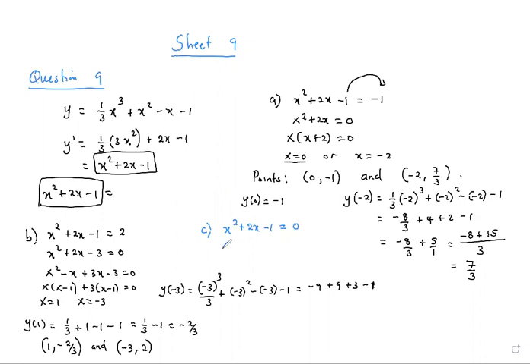So you can use the formula. x is equal to negative 2 plus or minus the square root of 4 plus 4 over 2. So we get negative 2 plus or minus root 8, which is the same as 2 root 2 over 2. We can divide through by 2, so we'll have negative 1 plus or minus root 2.